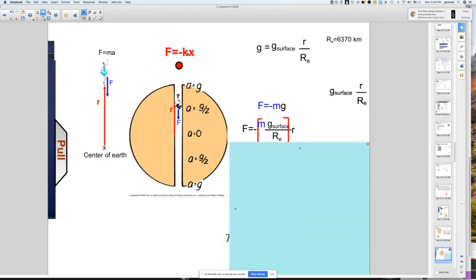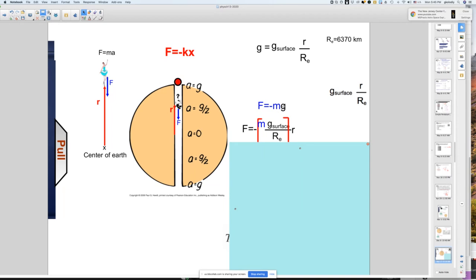Again, as you go in there, this force is getting smaller as x, in this case r, gets smaller and smaller. So the g that's pulling you down, the acceleration, is basically the g on the surface times r, which is how far you are from the center, divided by the radius of the Earth. So g is changing. Your acceleration is changing, from F equals ma.